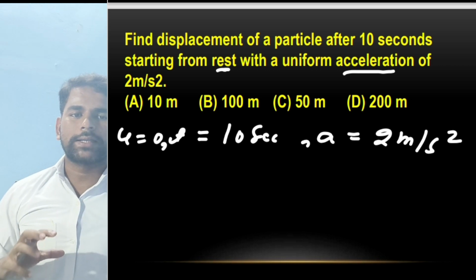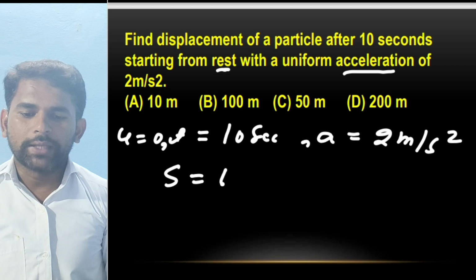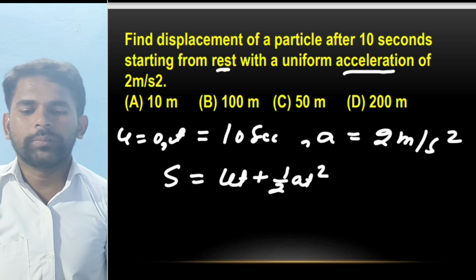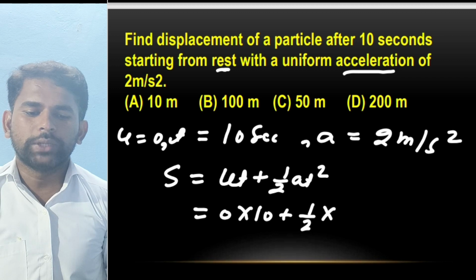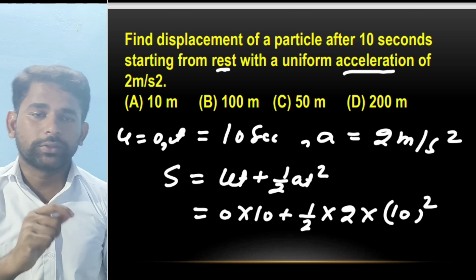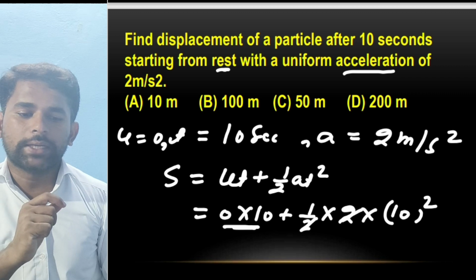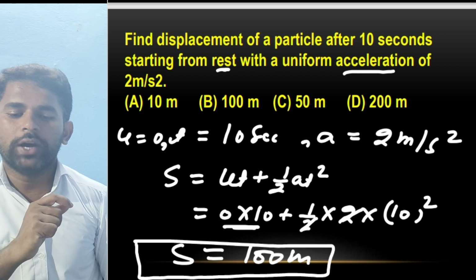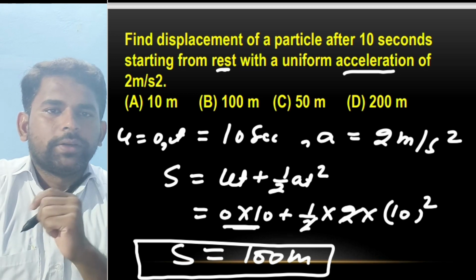Okay. So now what are they asking? Displacement. So we have one relation. What relation? There is a given s is equal to ut plus half at square. So you can place the value 0 multiplied by time 10 plus 1 upon 2 into acceleration 2 and time 10 is square. So you can see on the screen. Okay. So now this will be 0 and 2 will cancel. 10 square will come 100. So finally we will get s is equal to 100 meter. This is the displacement of the particle after 10 seconds.